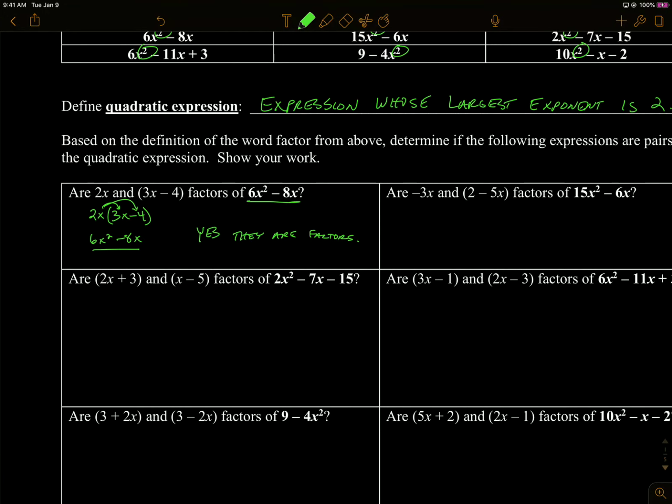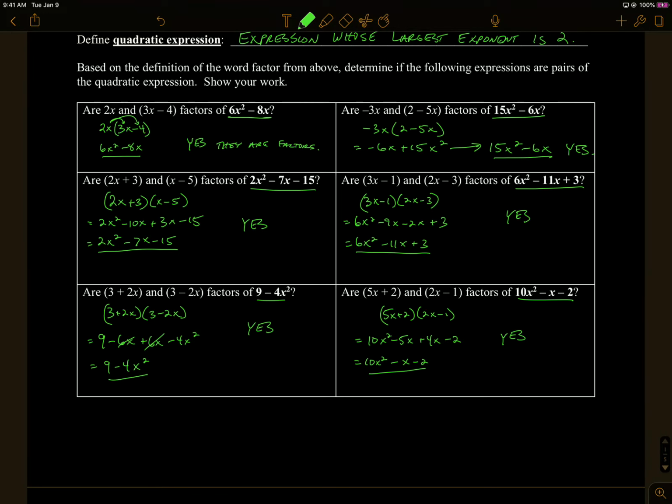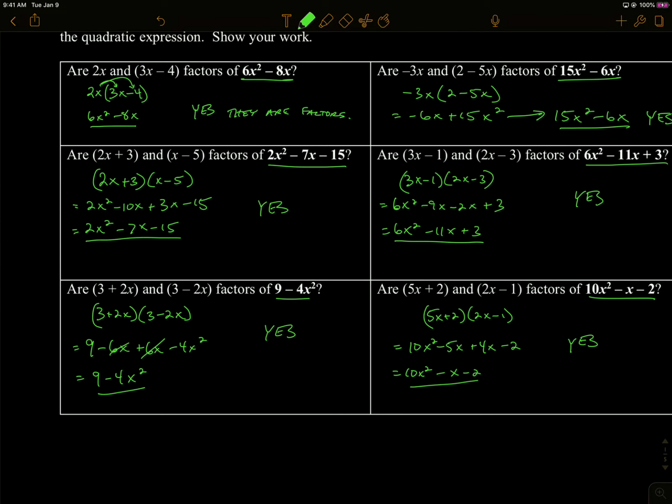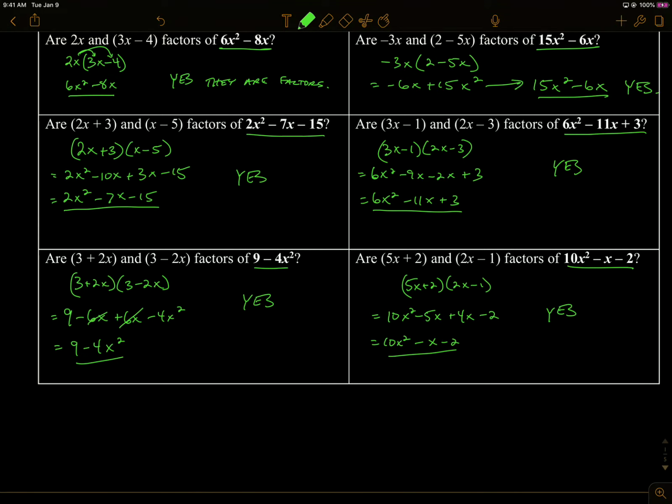Okay, so I would like you to pause the video now and do the other 5 remaining ones, and then see if you get them right. I'll have the answers when you come back. All right, so welcome back. They were all factors, so you get a little practice with the distributive property here, and you can see that when you multiply them back out, you get the original expression. So yes, they are all factors.